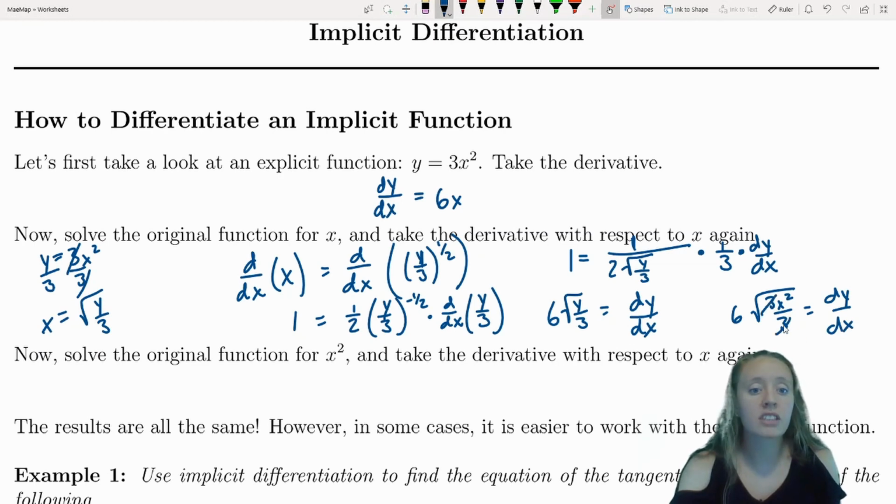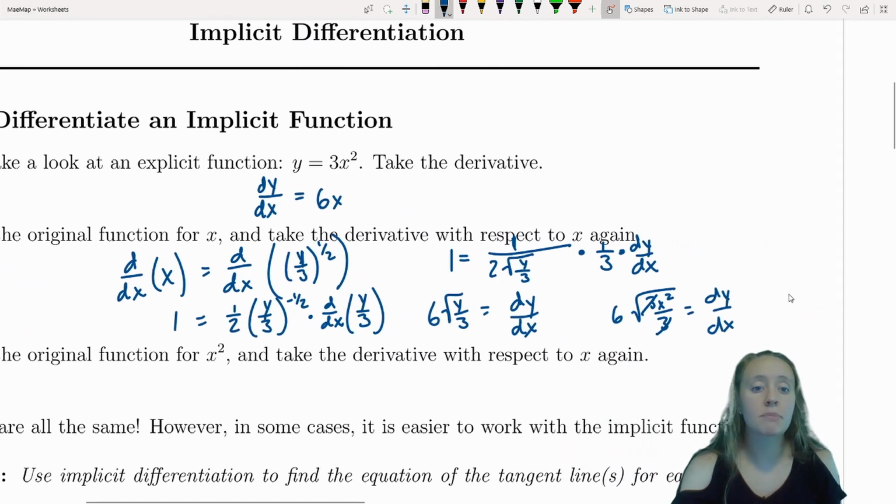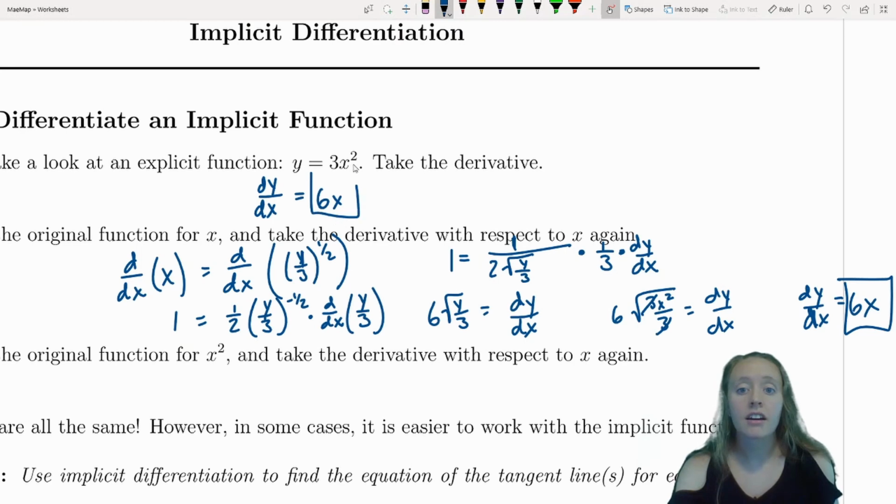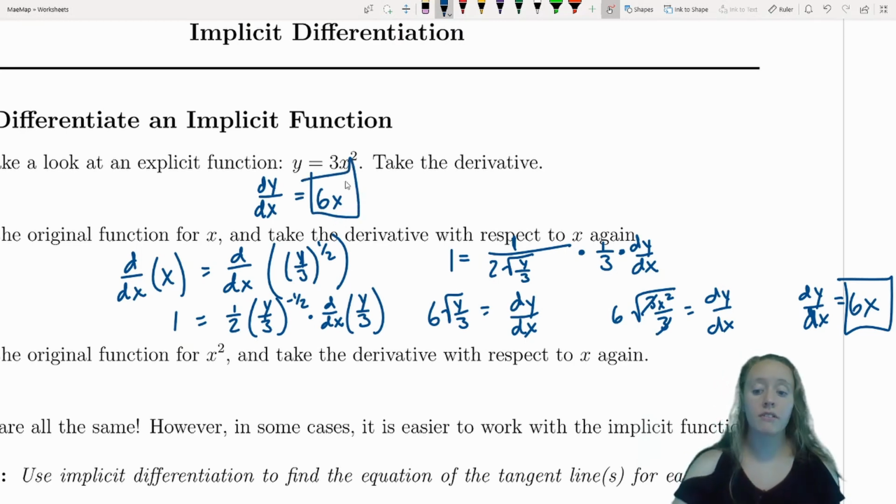My 3's would cancel out. The square root of x squared is x. So this leaves me with dy/dx is equal to 6x. So you can see we get that same exact thing that we originally got for our derivative.